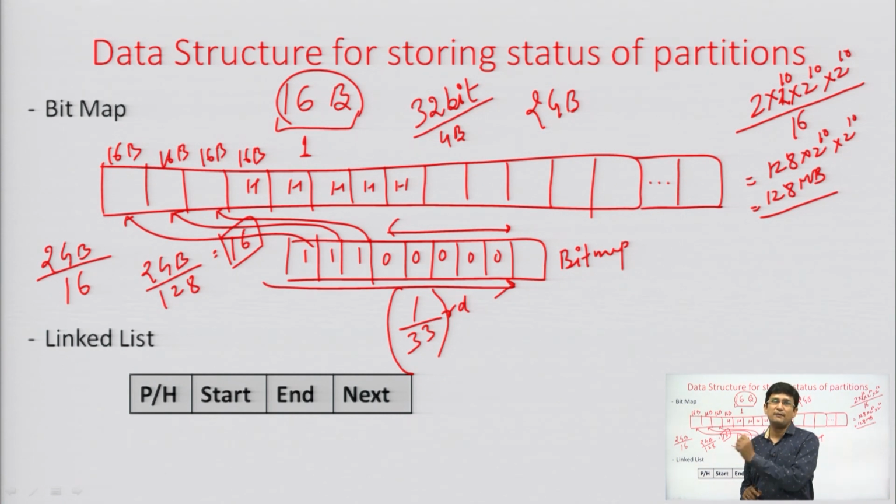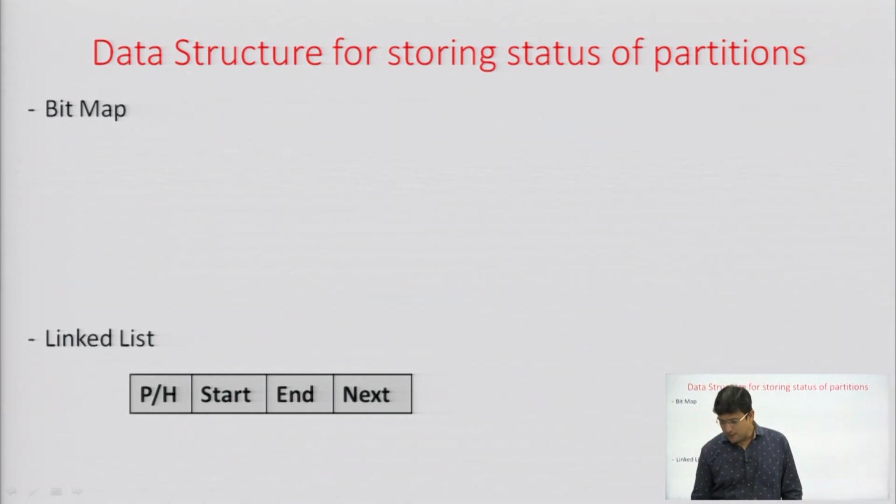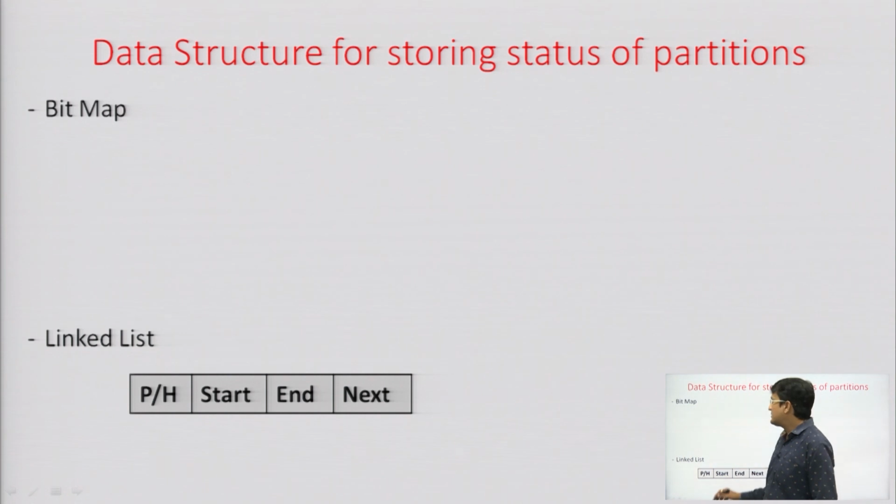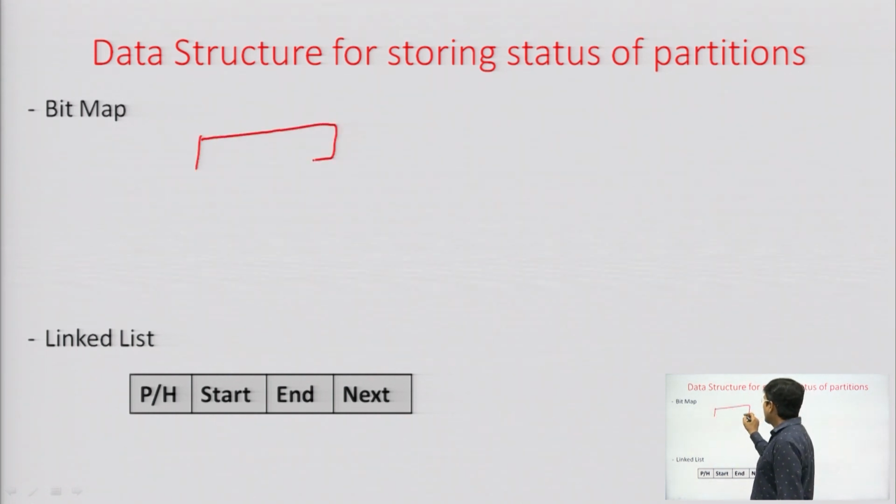In case you have to traverse the bitmap, it will take a lot of time. Another thing is that a lot of memory space is getting wasted. So, the good scheme would be that we use a linked list for this. So, what is the linked list scheme? The linked list scheme says that you create a linked list for each of the partitions.